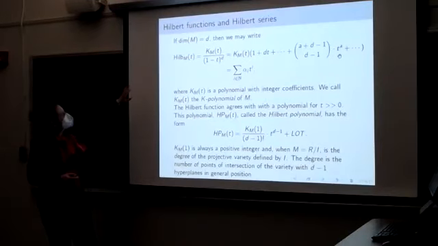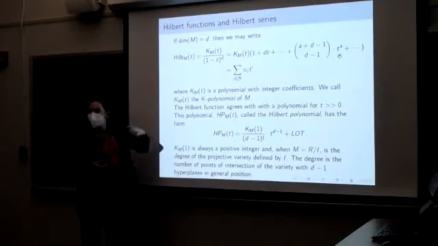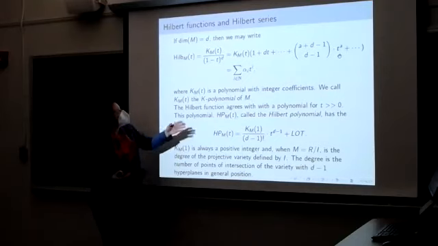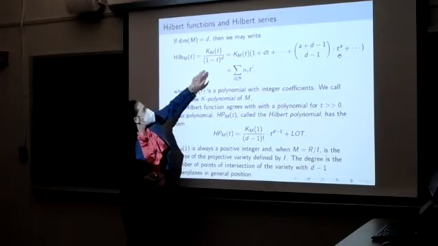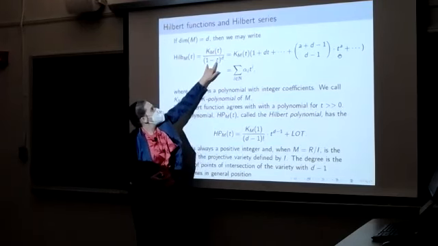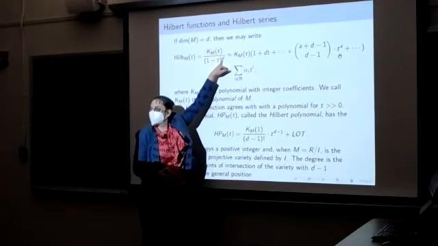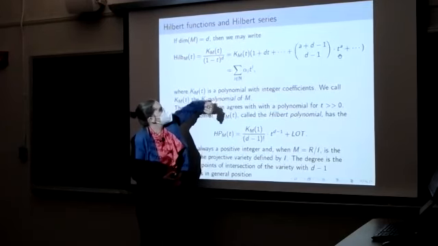Great. So we have a power series, and one way that we can write our power series is as a rational function. If we write our power series as some polynomial over, we can always pick the denominator, 1 minus t to the d. This is for the standard grading. d is the dimension of my module.